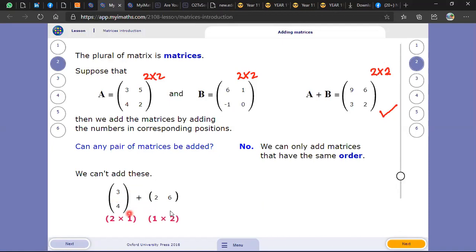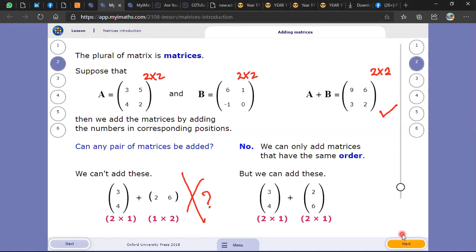So we can't add these ones, for example. Now, this is a 2 by 1 matrix. You cannot add it to a 1 by 2 matrix because they are of different orders. That addition cannot take place. So let's take note of that. This is not possible. All right, so let's move on and take a look at the next thing here.